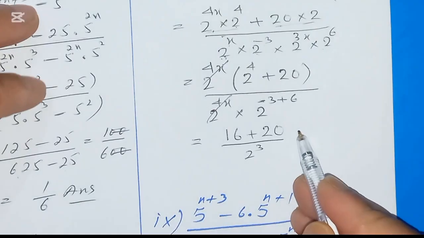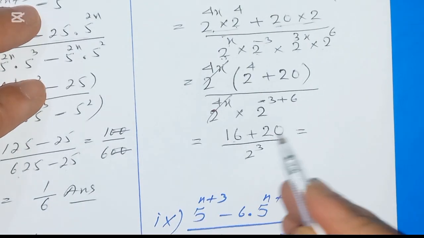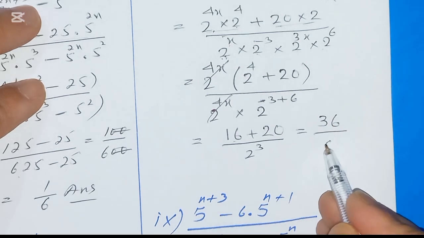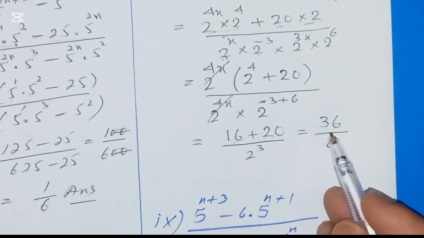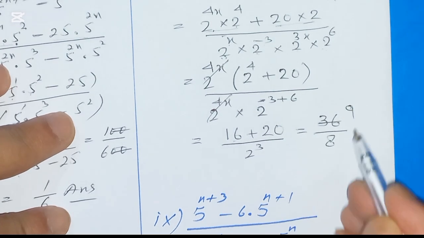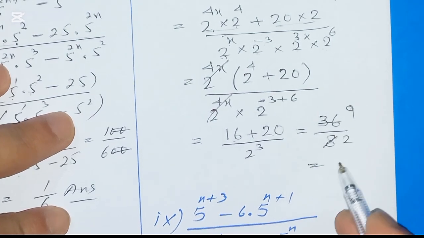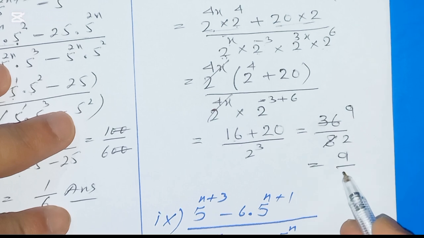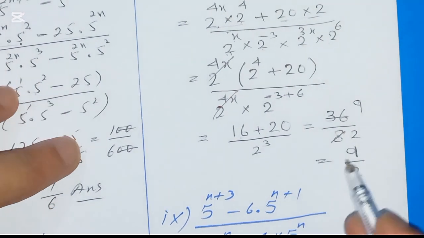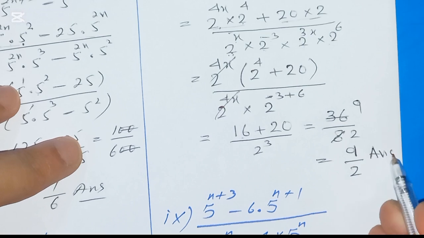So in the next step, 16 plus 20 is 36, and 2 power 3 means 8. Both of them are divisible by 4: 4 nines are 36, 4 twos are 8. So the simplest form of this question is 9 by 2. This is the answer, and this is the simplest form of this question.